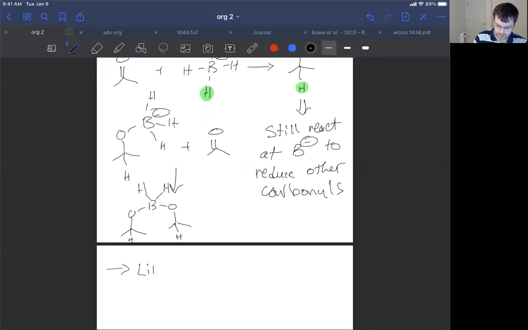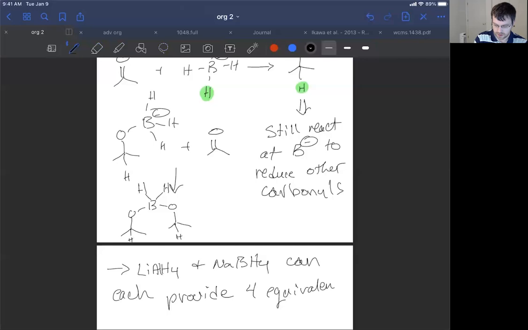That is to say that lithium aluminum hydride and sodium borohydride can each provide 4 equivalents of nucleophilic hydride. Okay, that's pretty interesting. So that's a good use of that word equivalence.